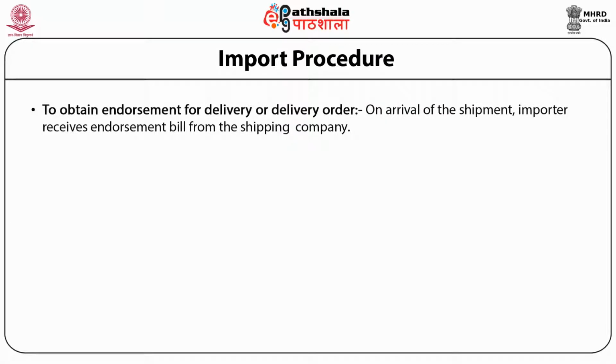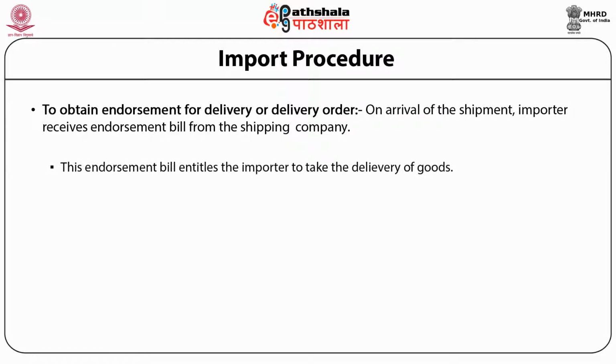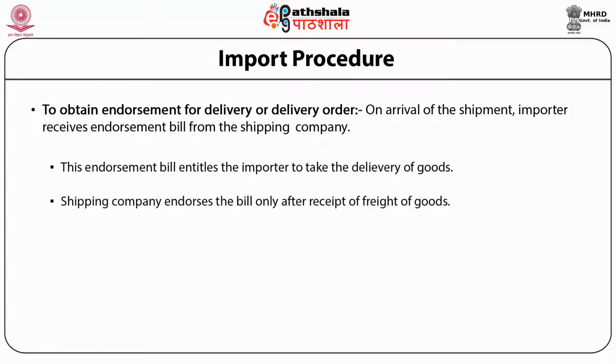First, to obtain endorsement for delivery or delivery order. On arrival of shipment, the importer receives the endorsement bill from the shipping company. This endorsement bill entitles the importer to take the delivery of goods. Shipping company endorses the bill only after receipt of the freight of goods.